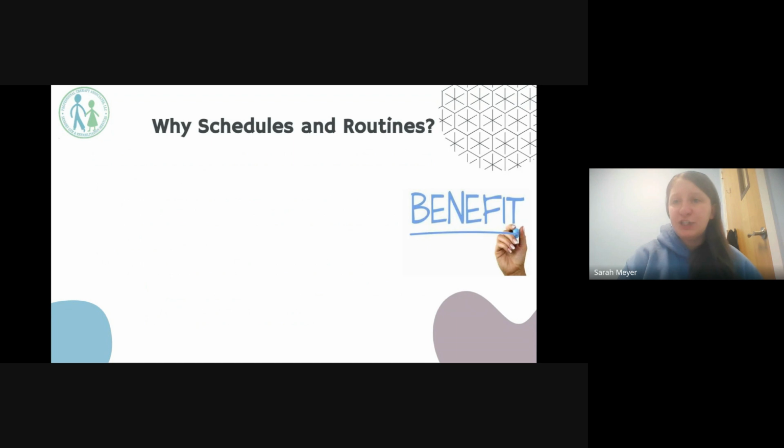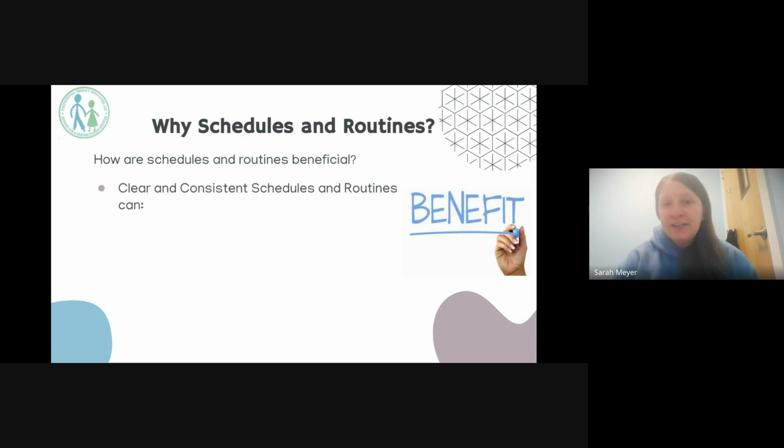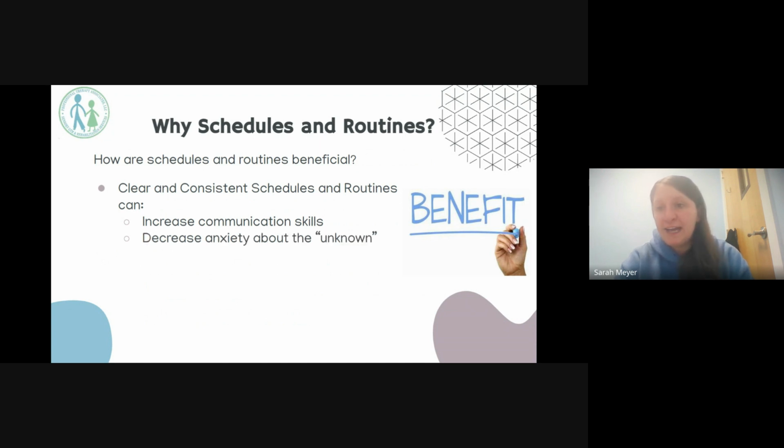So why do we use schedules and routines? What is the benefit of this? Having clear and consistent schedules and routines, especially with our children, can help increase positive functional communication skills. They can decrease anxiety about the unknown of the day. So it can really help us structure those dead times or that downtime throughout the day. They can assist us in increasing independence and functional skills. So whether that be hygiene routines, feeding routines, having something that's consistent every day is going to help us become more independent in those components of our day.